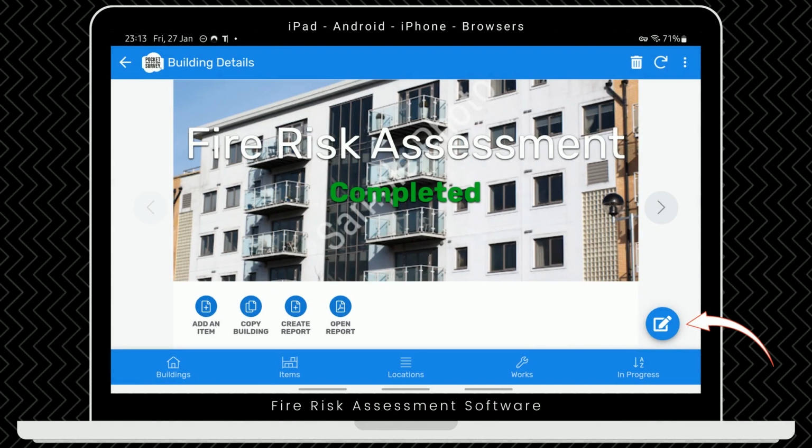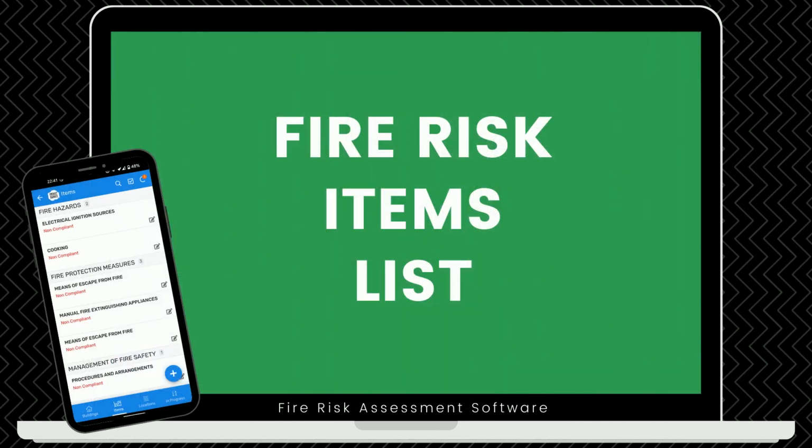Back to the app. If you select the pencil icon, you can edit the building inspection details in a scrollable form. When you inspect a building, you will enter information about multiple building fire risks. So, let's look at the fire risk items list.